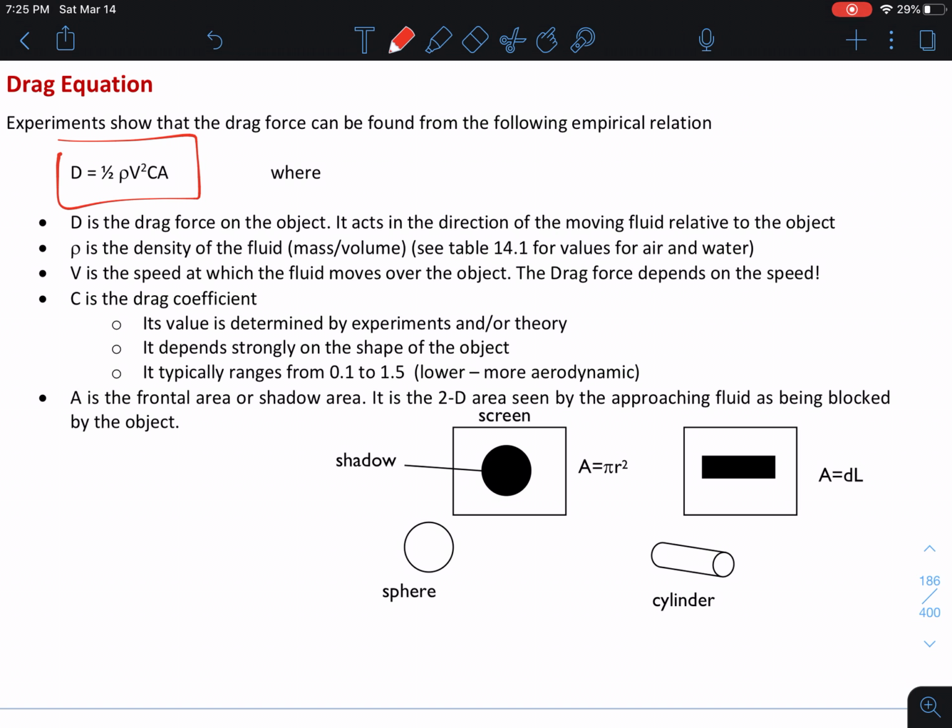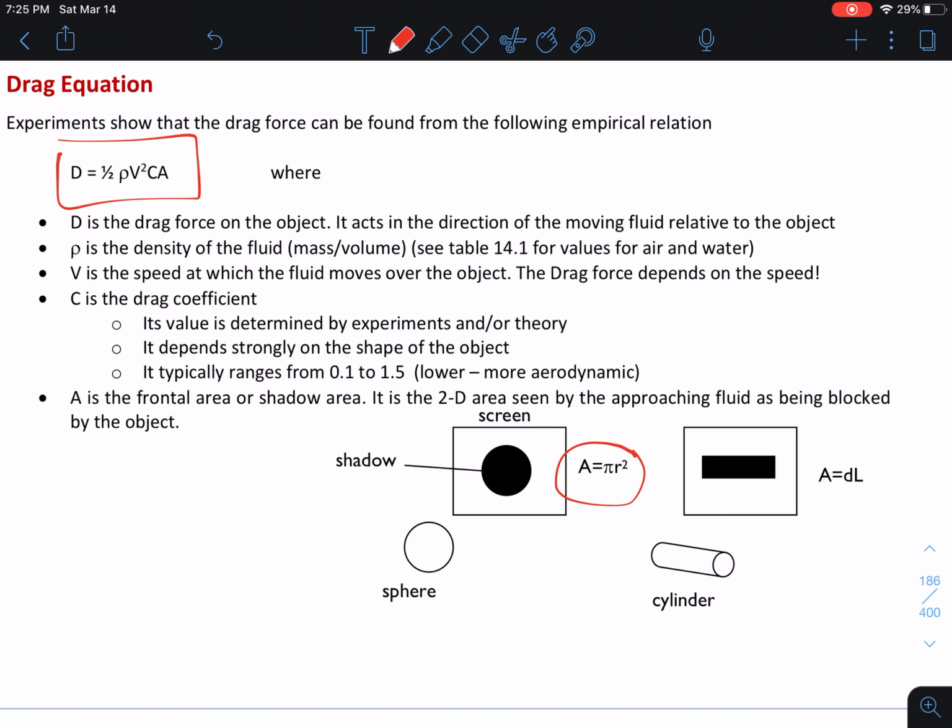And A is the area, but we gotta be careful with this one. It is a 2D area. That means if you shine a light over a sphere, then you would see the shadow as a circle. So it's not the sphere's area. If your object is a sphere, it's not the area of a sphere, but it is the circle area. So it's not 4 pi r square, as you can see here. It is pi r square as the area of a circle.